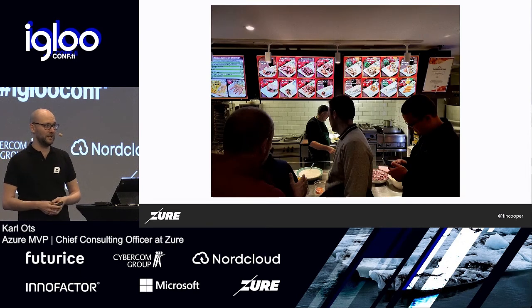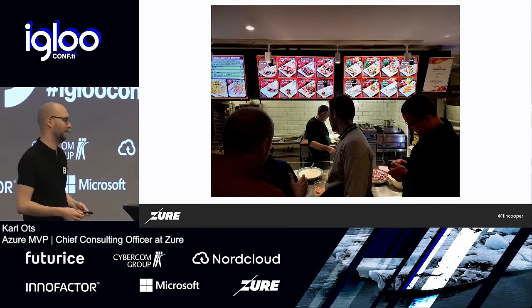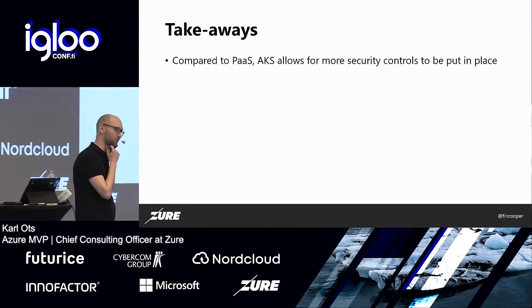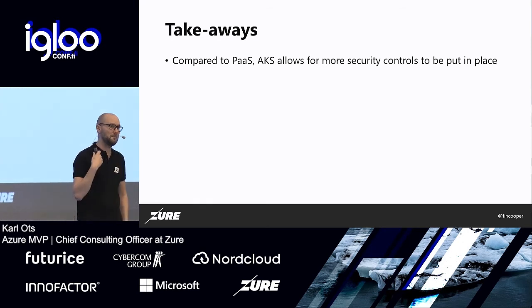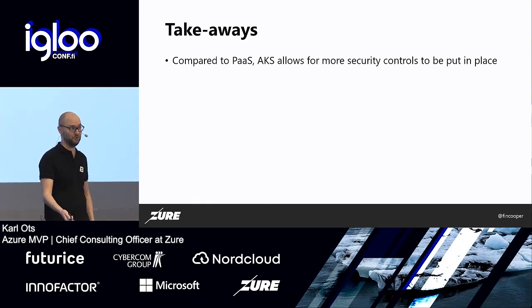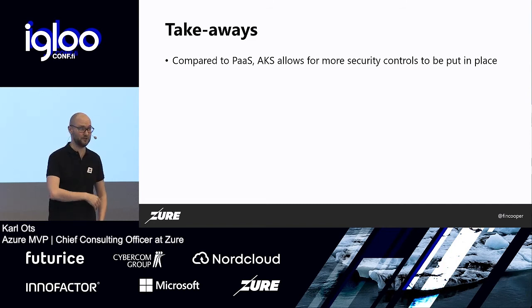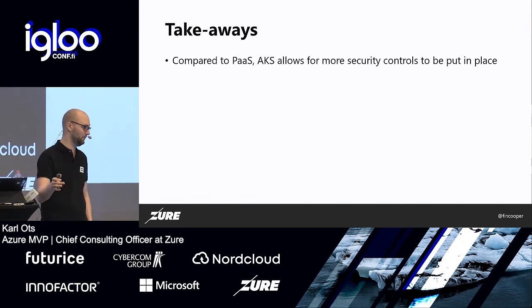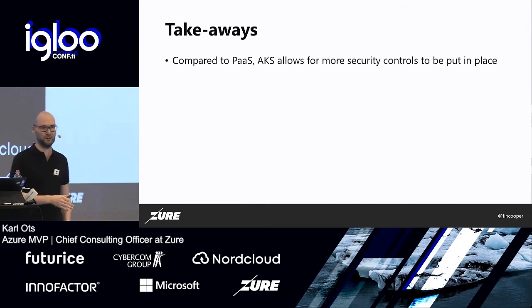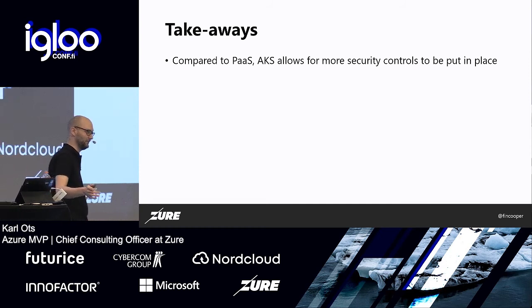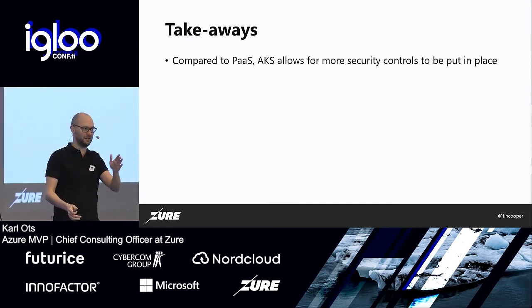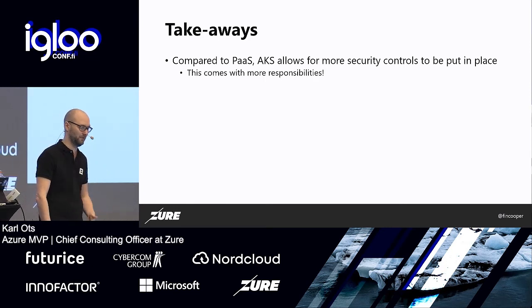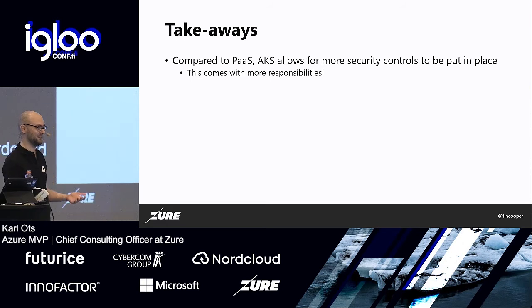So let's talk about some takeaways. So compared to platform as a service, Azure Kubernetes Service allows us to be more secure. We have more options to do. We have more control in the spectrum of full-blown control, doing everything on our own, building our own systems on chips, building our own hard drives and whatnot, all the way to functions. AKS is somewhere close to infrastructure as a service. Pretty nice. A lot of control available, a lot of responsibilities that come from it.